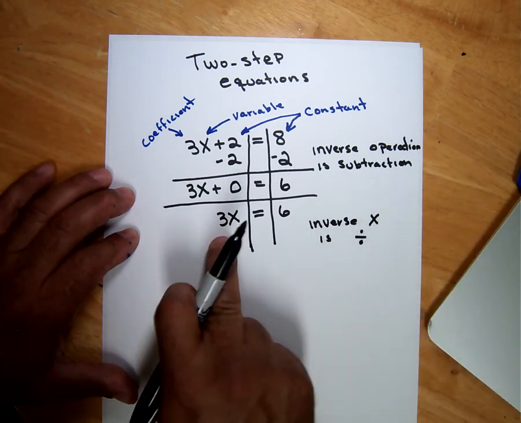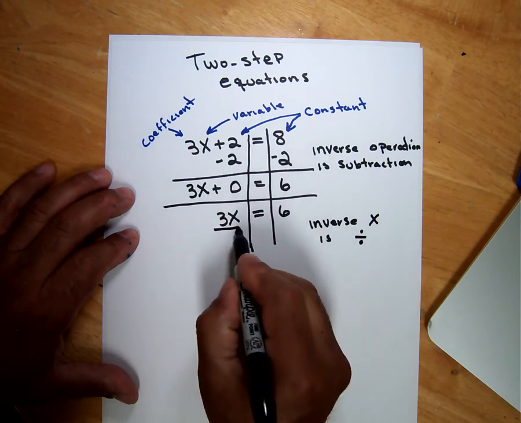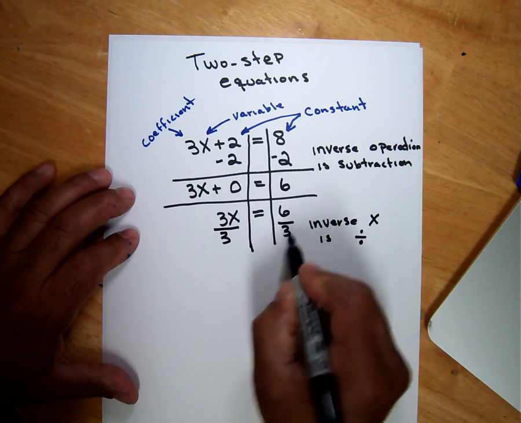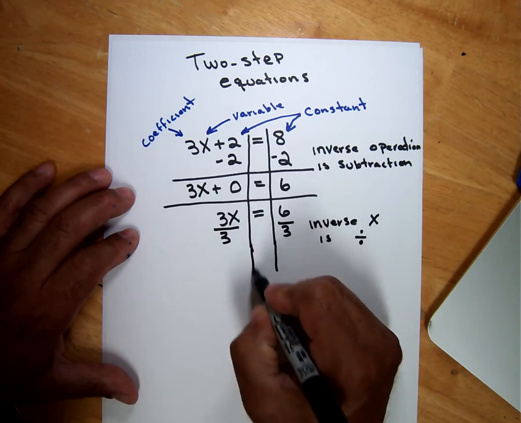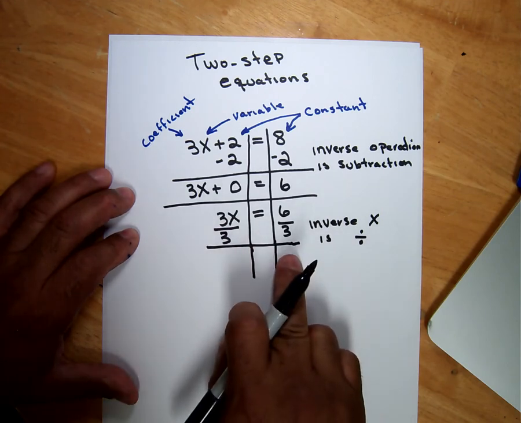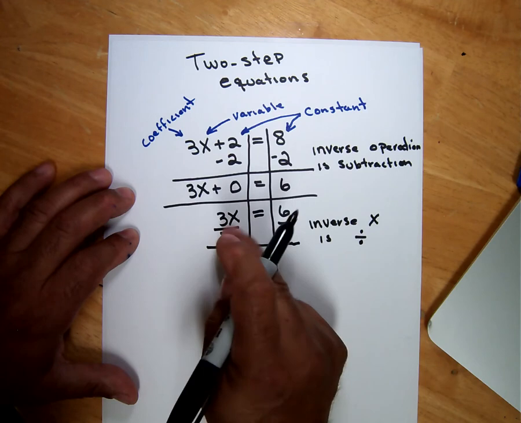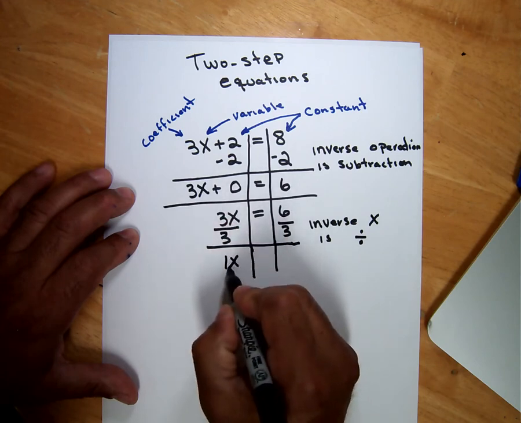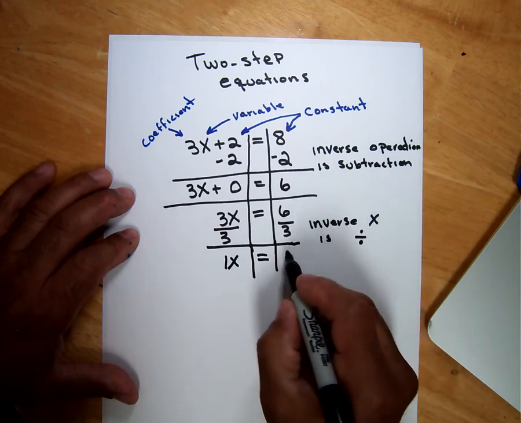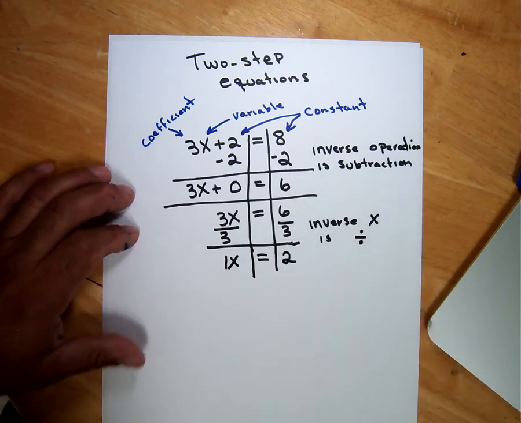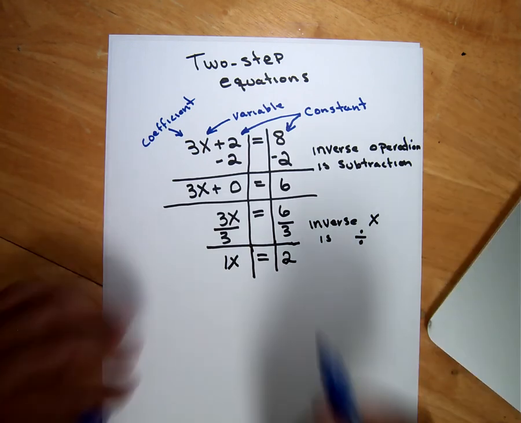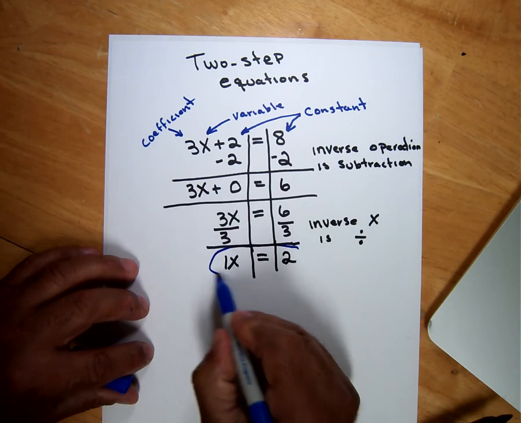And since I want to end up with 1x, I'm going to divide by the coefficient 3 so that I am left with 1x. But remember that what I do to the left side, I have to also do to the right side. So therefore, 3 divided by 3 gives me 1x. Bring down my equal sign. And 6 divided by 3 is 2. So now my answer is x is equal to 2.